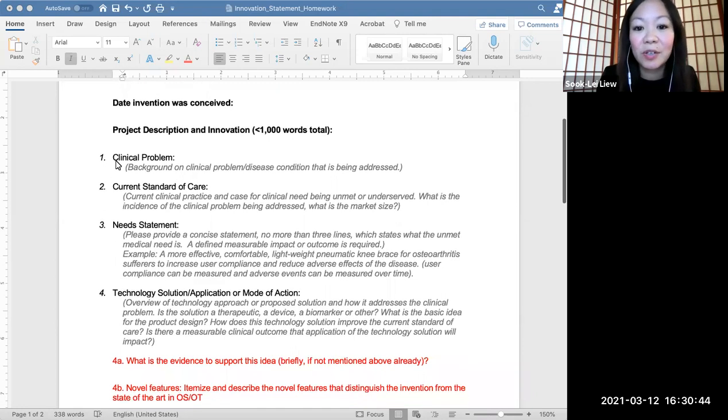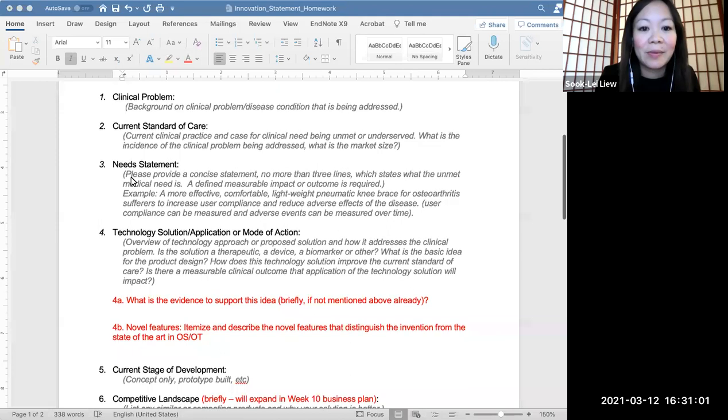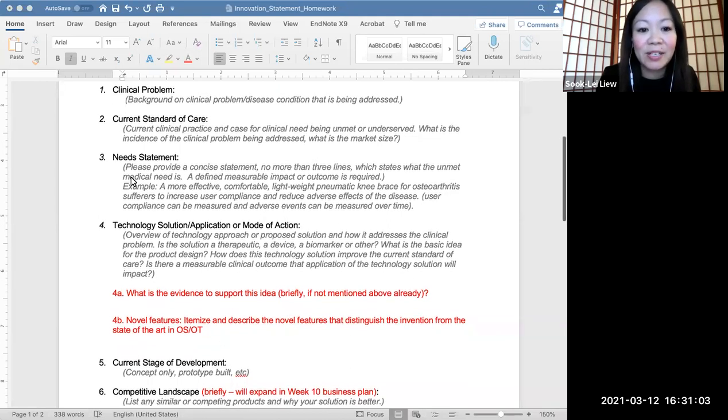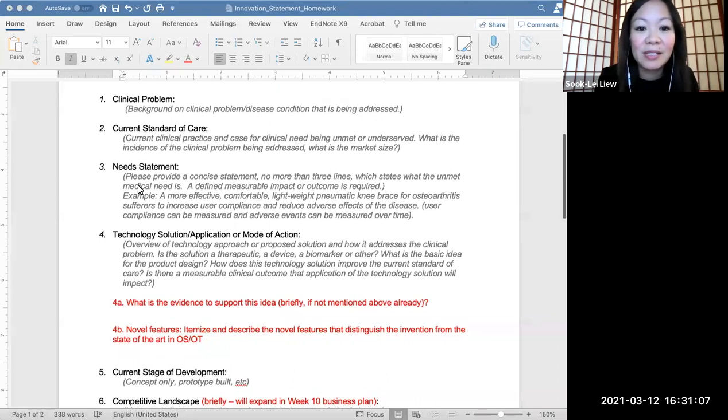So the first one is the clinical problem. What is the clinical problem or disease condition that you're addressing? The second one will be your current standard of care. What's the current clinical practice and the case for the clinical need being unmet or underserved? Then you'll have a need statement. And here's a concise statement about what the unmet medical need is.